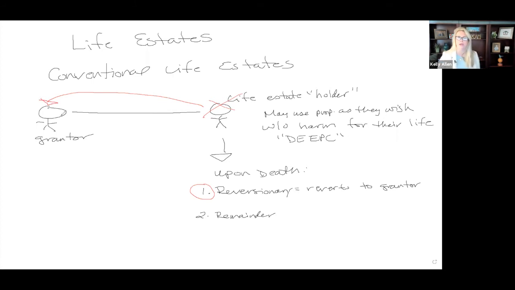No fuss, no muss, no Judge Judy, no lawyers, no one's involved. End of story, period. Try to fight me on it if you're my cousin, my brother, whatever, and you want to have that property. Nope, not going to happen. It's going back to the original grantor.